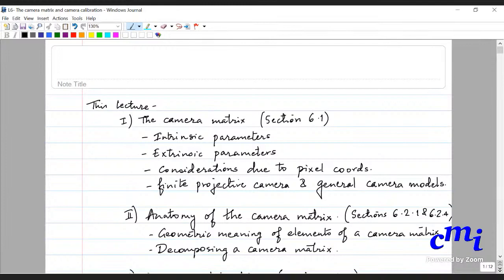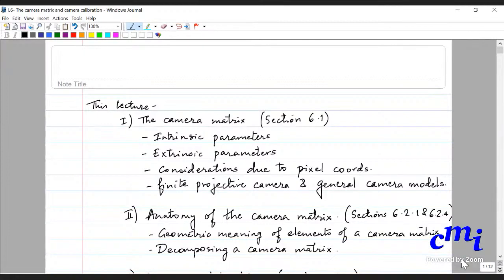So the first part of this is about the camera matrix, which is what I had posted earlier. It contains the description of the intrinsic parameters, extrinsic parameters, then the considerations or parameters that come in due to the pixel coordinates, and the finite projective camera and general camera models.